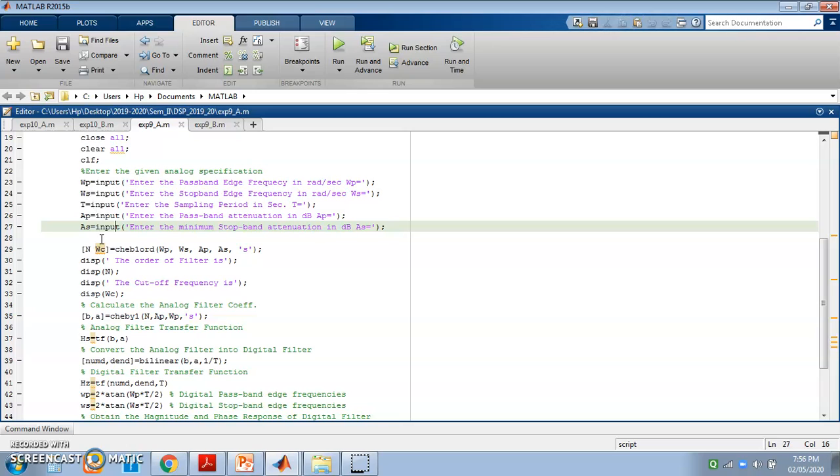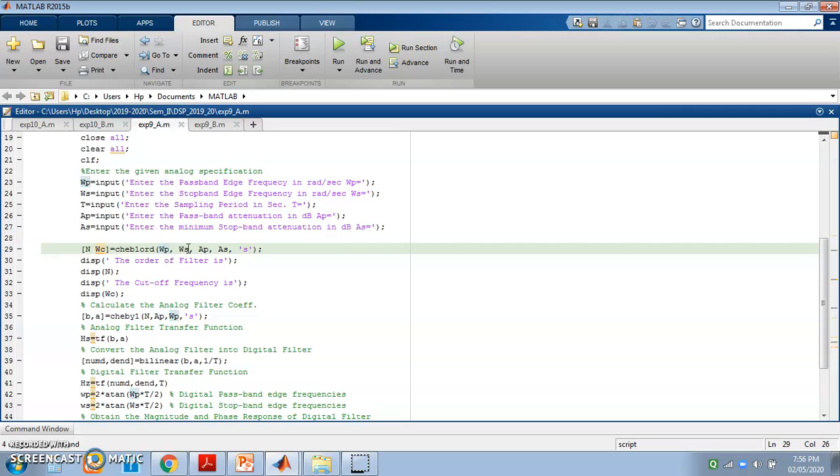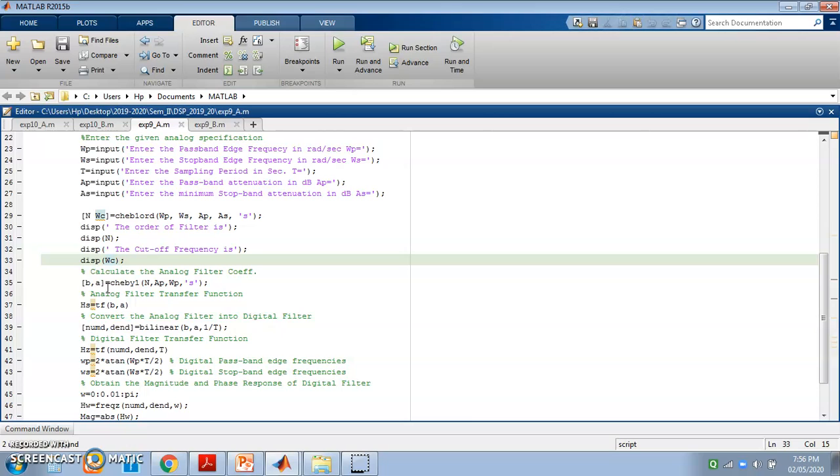Once I know these 4 specifications, by using the standard MATLAB command for Chebyshev type 1 filter, I can use cheb1ord with arguments passband frequency, stopband frequency, passband attenuation, stopband attenuation, and obviously it is for the analog domain, so single quote s. This command provides the order of filter and cutoff frequency. Once I know the order and cutoff frequency, I can convert this required specification into the transfer function, which is nothing but the numerator and denominator coefficients, that is small b and a.